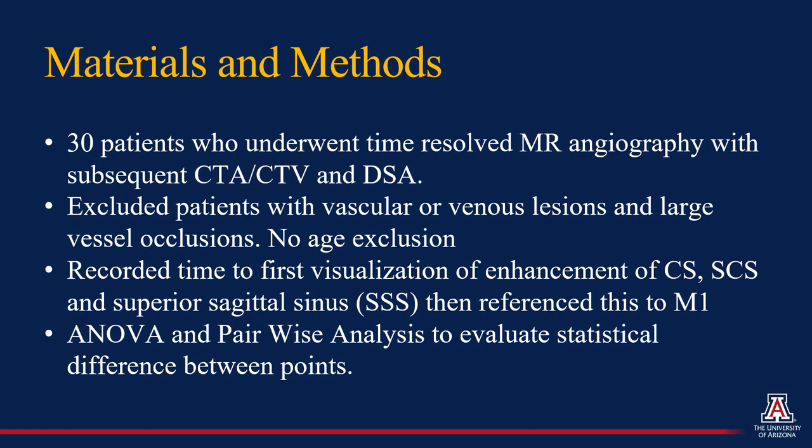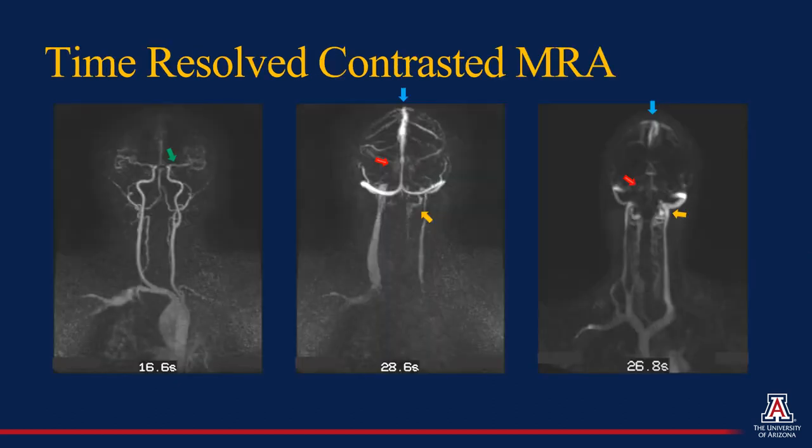We retrospectively studied 30 patients who underwent time-resolved MR angiography with subsequent CTA, CTV, as well as DSA. We excluded patients with vascular venous lesions as well as large vessel occlusions, and we had no age exclusion. We recorded time to first visualization of enhancement of the cavernous sinus, the suboccipital cavernous sinus, and the superior sagittal sinus, as well as reference this to M1. We then used ANOVA and pairwise analysis to evaluate statistical differences.